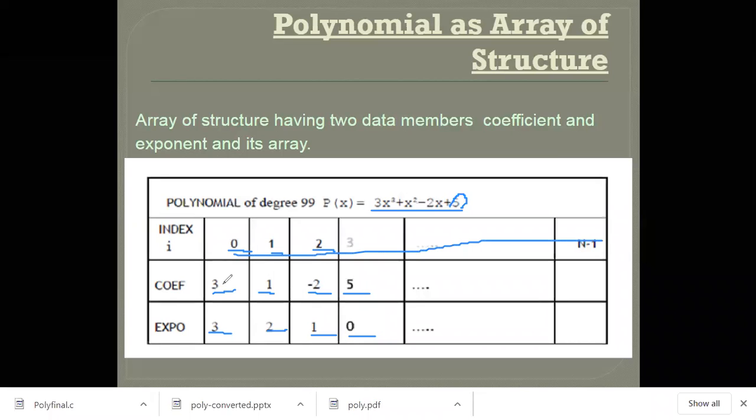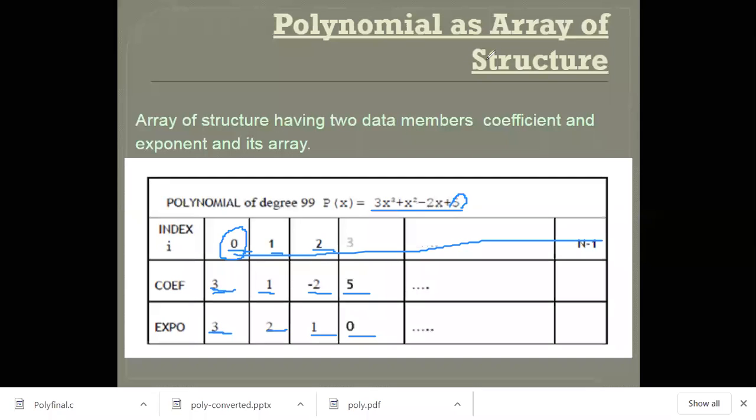Array of structure, what does it mean? I want to store two values in a particular location. So in a single array, is it possible to store multiple values in one index, in one block? No, ma'am. Yes, that's why we are going to store multiple values, because in a polynomial we have to store the combination of coefficient plus exponent, that forms the polynomial term. So that's why we are using array of structure.